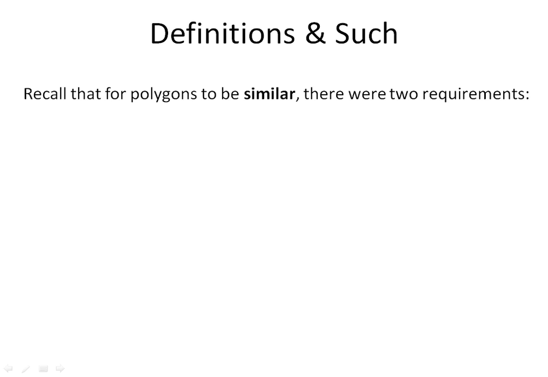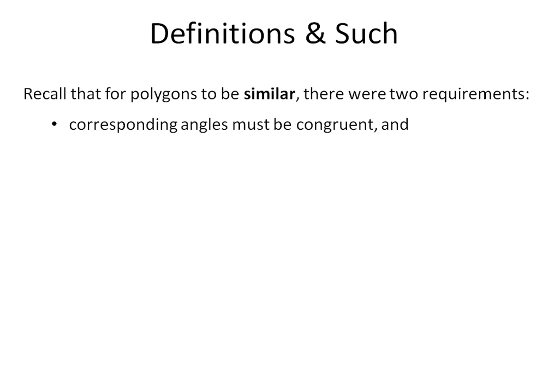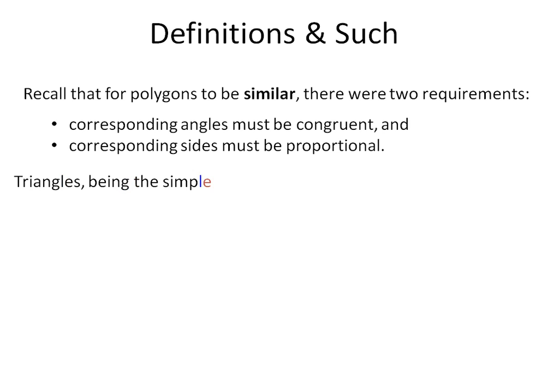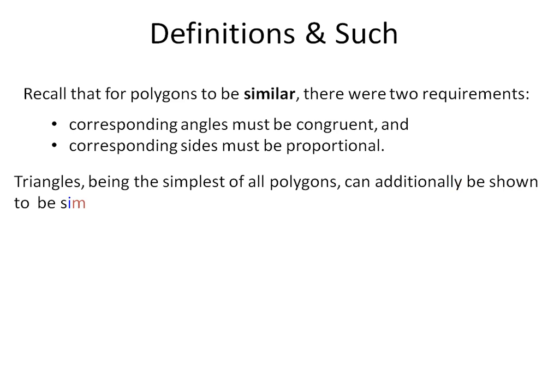Alright, so remember when we talked in the last lesson that for two polygons to be similar there were two requirements. Number one, the corresponding angles had to be congruent, and number two, the corresponding sides had to be proportional. Okay, triangles being the simplest of the polygons can usually be found to be similar by one of three simple methods.